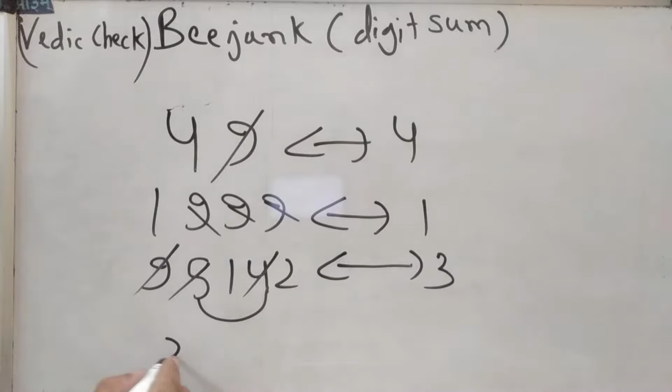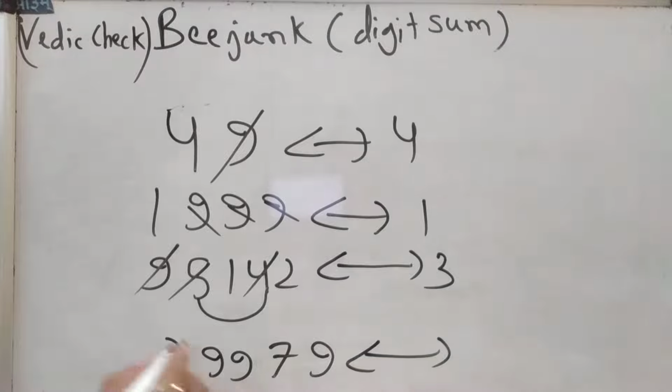To find Bijank of 39979, these 9s can be deleted and 3 plus 7 is 10 and 1 plus 0 is 1. So Bijank will be 1. Now with the help of Bijank, correctness of result of addition, subtraction, multiplication, division, squares, cubes, all can be checked.